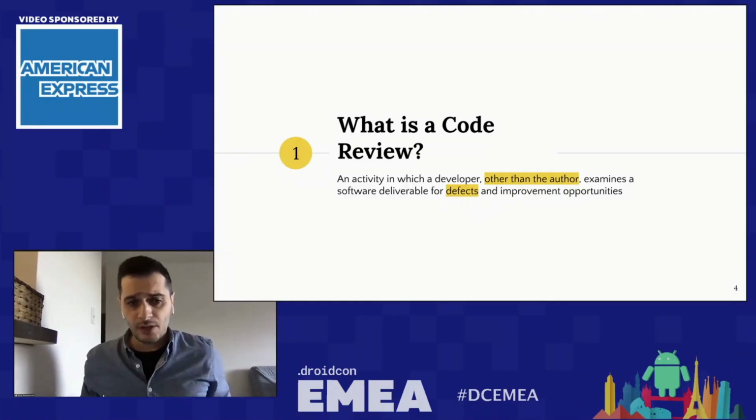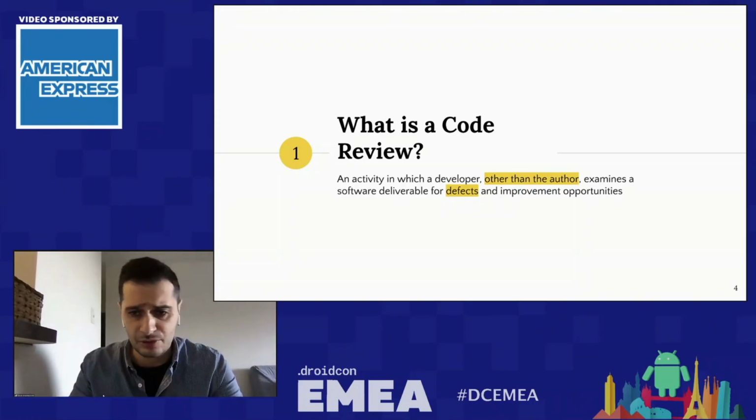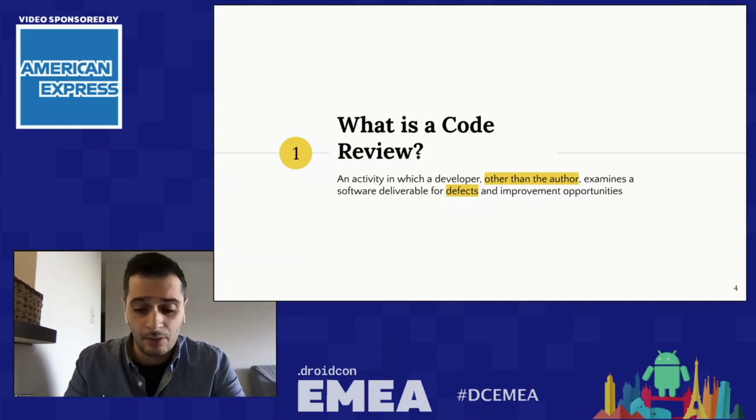So what is a code review? I'm just going to read out this definition because it's quite nice. It says a code review is an activity in which a developer, other than the author, examines a software deliverable for defects and improvement opportunities. Well, these are all fancy words for code review. It is basically a tool that you can use to catch bugs early in the development process.